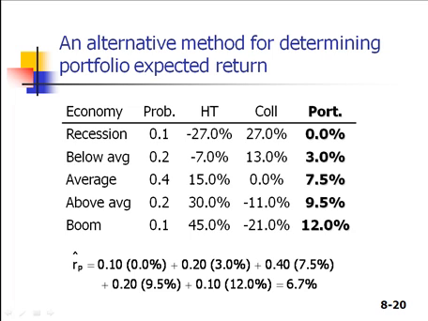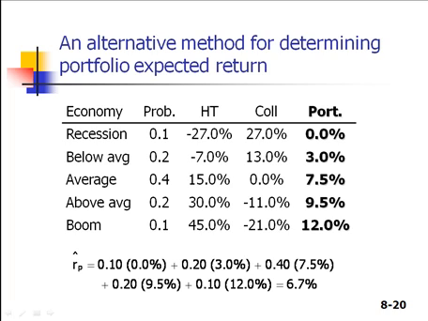Okay, we've just learned how to find the expected return on this portfolio of two stocks, consisting of half of our money in the high-tech stock and half of our money in the collection stock. But of course, expected return is only part of the picture. We also want to talk about the risk of the security, and we measure that by standard deviation. So the next thing I'm going to show you is how to do the standard deviation for this portfolio.